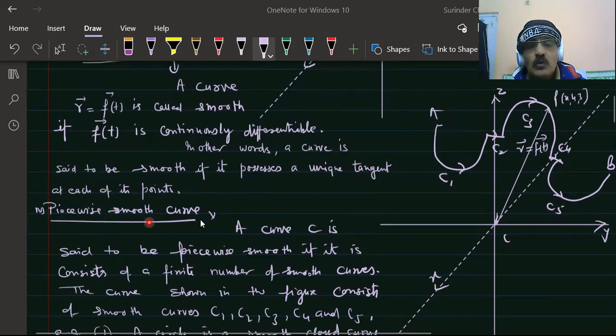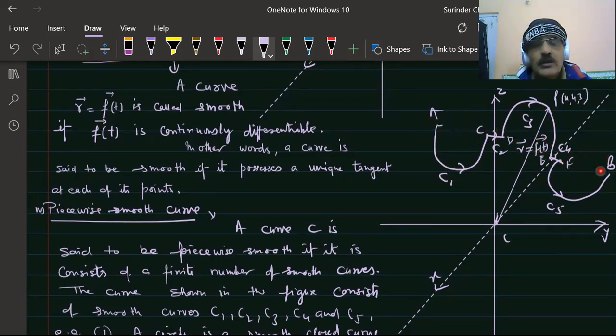Piecewise smooth curve. Now this curve from A consists of how many curves? C1, C2, C3, C4, C5. So at these points, this is A, this is B, C, D, E, F. At the points A, C, D, E, F, B, we don't have unique tangents. So at these points the curve is not smooth.